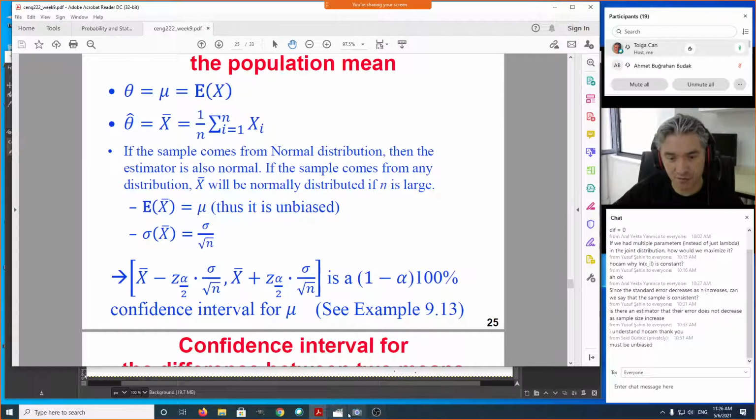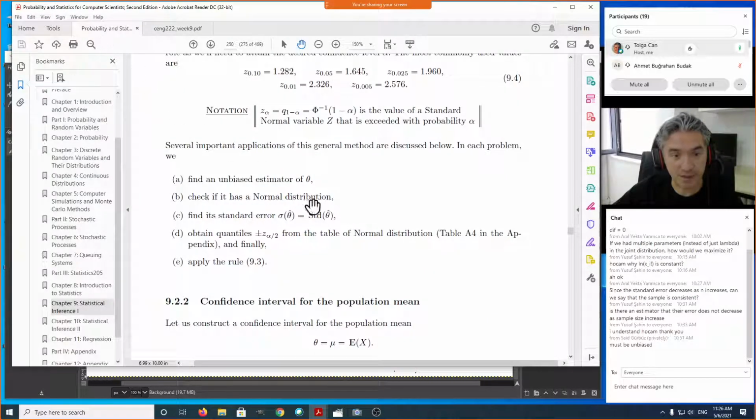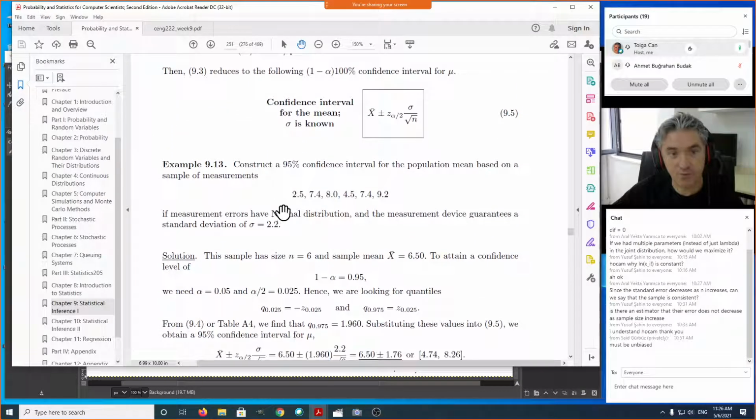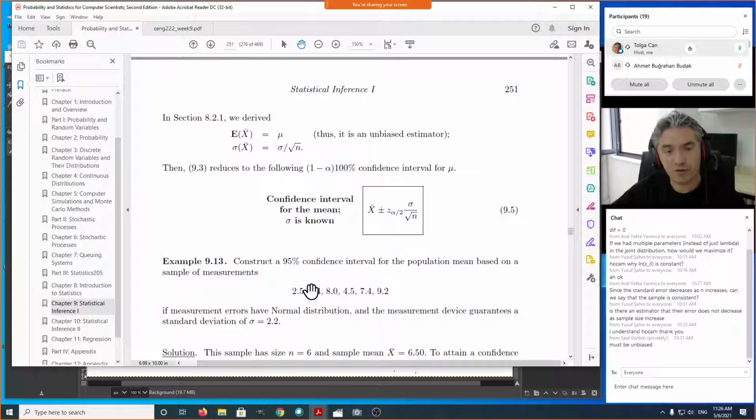Okay, we'll finish with this example 9.13. So construct a 95% confidence interval for the population mean based on a sample of measurements. If the measurement errors have a normal distribution, and the measurement device guarantees a standard deviation of sigma equal to 2.2. So this example is good in the sense that you may be wondering, how do we know the population sigma?